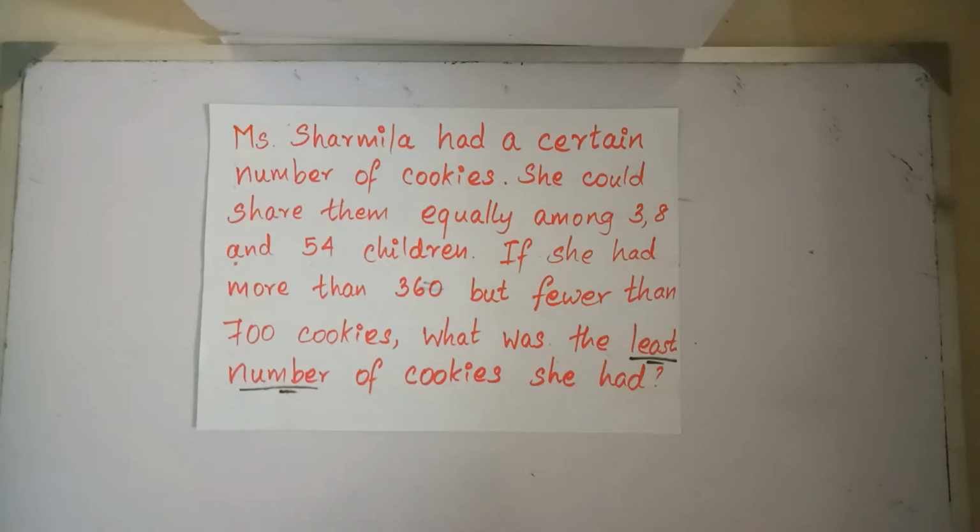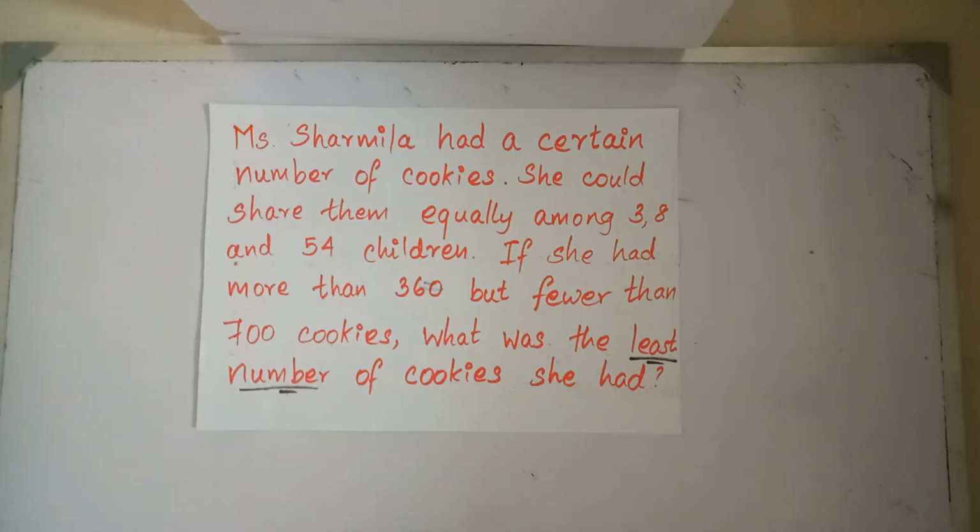In this video, we'll be looking at an aptitude problem. Miss Sharmila had a certain number of cookies. She could share them equally amongst 3, 8 and 54 children. If she had more than 360 but fewer than 700 cookies, what was the least number of cookies she had?